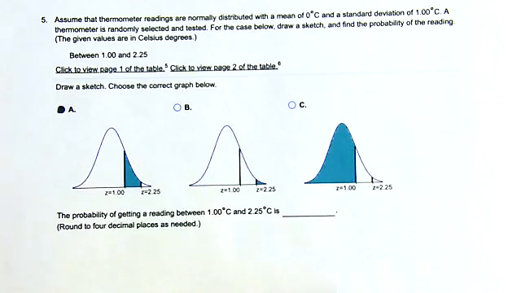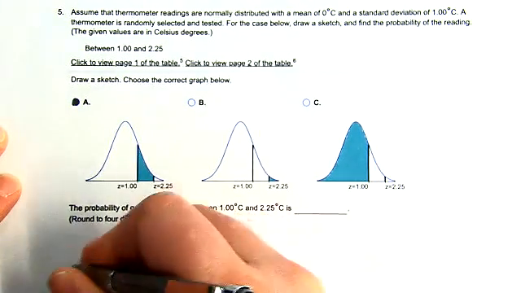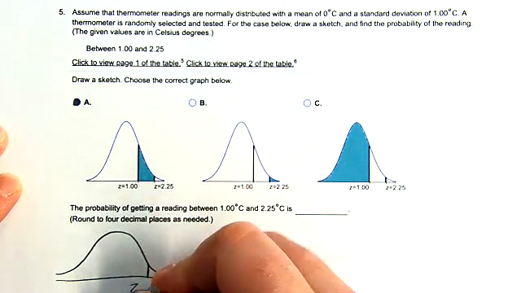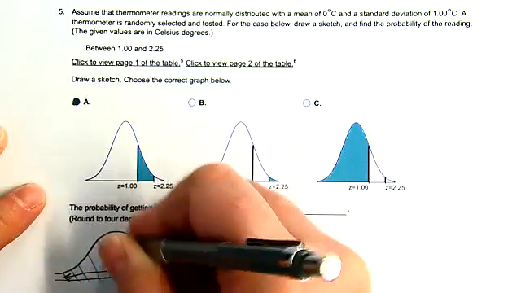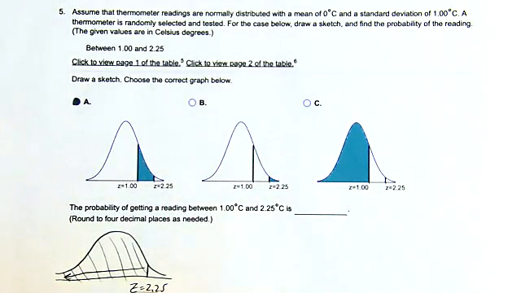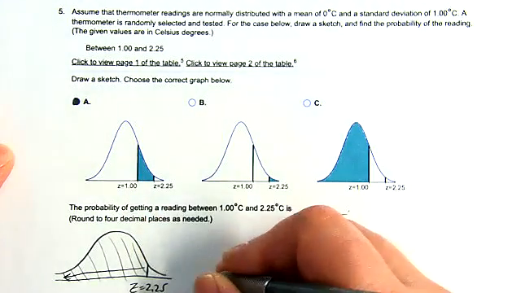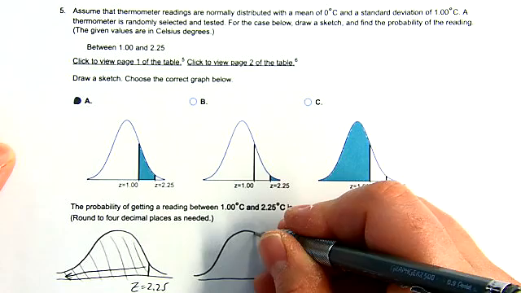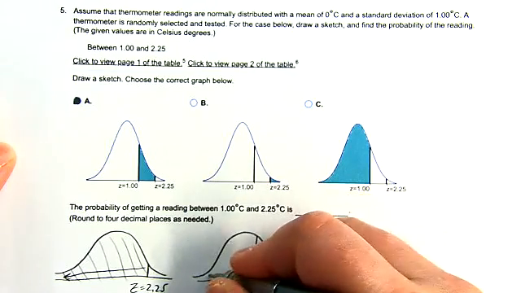Now this is where it's a little tricky, because the table is going to give me areas to the left. So to do this problem, we have to first find z of 2.25, and the area it's going to give me is all of this, but that's too much, right? Because I don't want all of this white area here. I don't want that. So then we're going to find the area at z equal to 1, which is going to be all of this area.